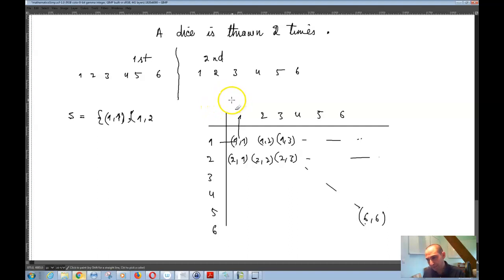Now, if you did this experiment, for example, if you throw the dice 3 times, then you would need another dimension here, something like a z-axis. You would need some other dimension here. So this would be your x-axis, this would be your y-axis, and this would be your z-axis. And along this axis you would need again the same thing: 1, 2, 3, 4, 5, and 6.